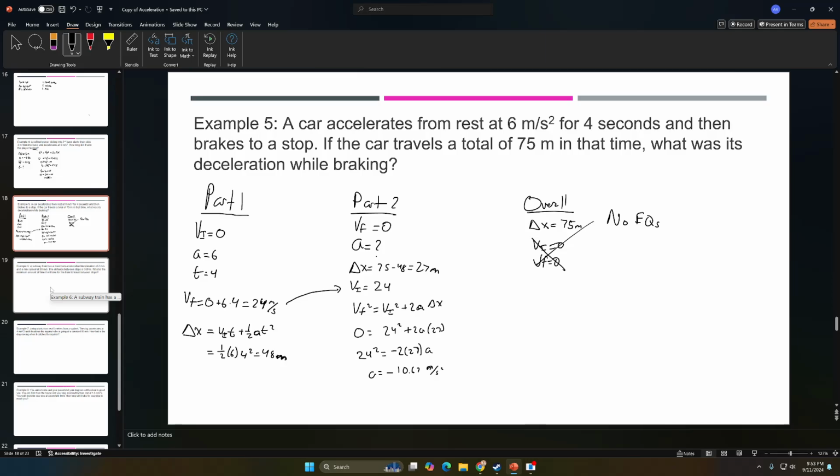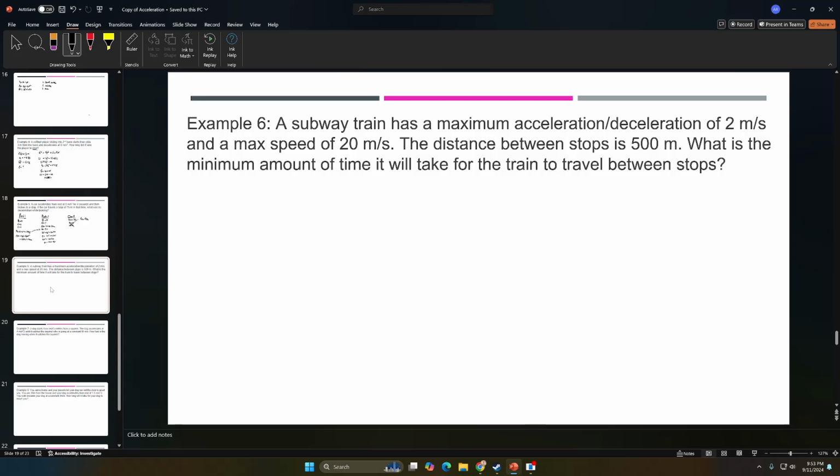Let's look at another example. We got three more examples to run through here. This is another one of these ones where it's got different parts. We've got a train with maximum acceleration and deceleration of 2 meters per second squared, and a maximum speed of 20 meters per second. This one is a little bit tricky to think of, but you can actually sort of guess what's going to happen here. It makes it a little bit easier.